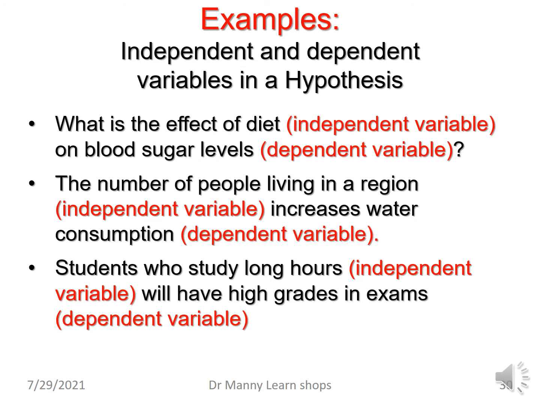Examples of the independent and dependent variables in a hypothesis. What is the effect of diet, the independent variable, on blood sugar levels, the dependent variable? The number of people living in a region, the independent variable, increases water consumption, the dependent variable. Students who study long hours, the independent variable, will have high grades in exams, the dependent variable.